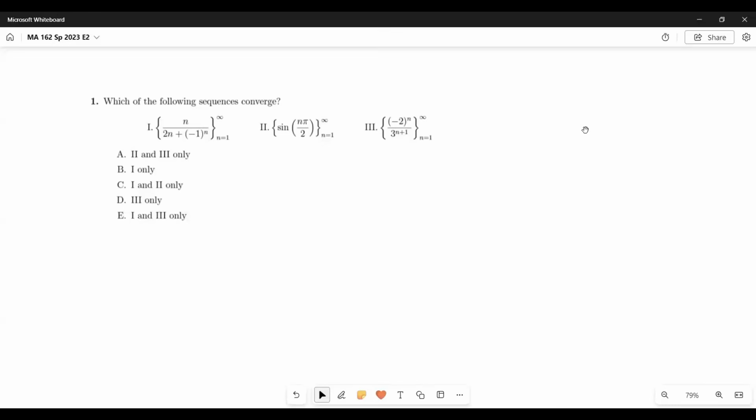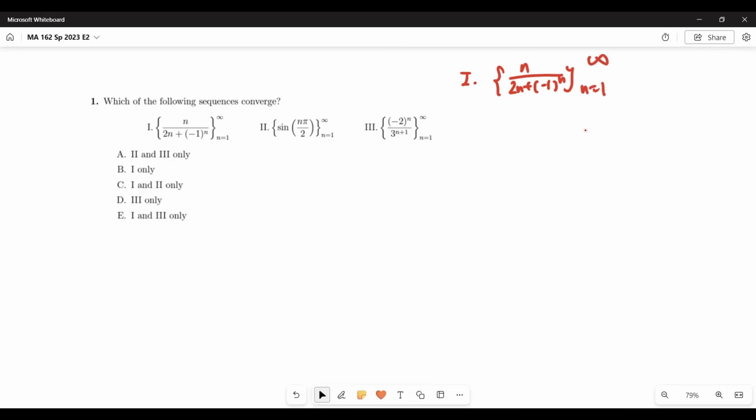Okay, so this question asks which of the following sequences converge. Let's look at the first one. Sorry, it's not a sequence, it's a series. n over 2n plus negative 1 to the nth power, n equals 1 to infinity.